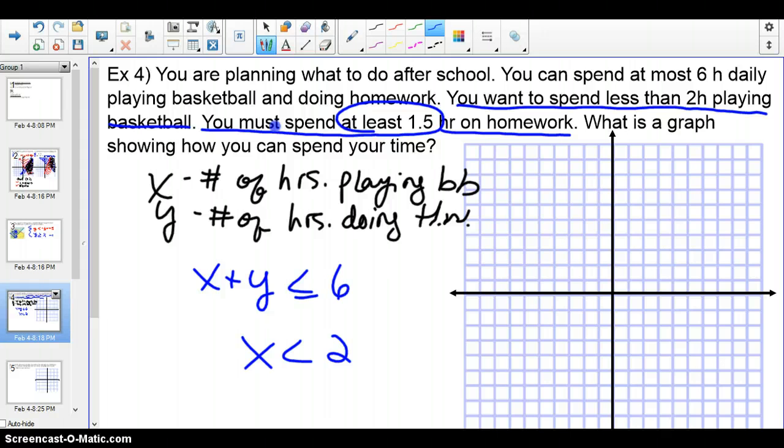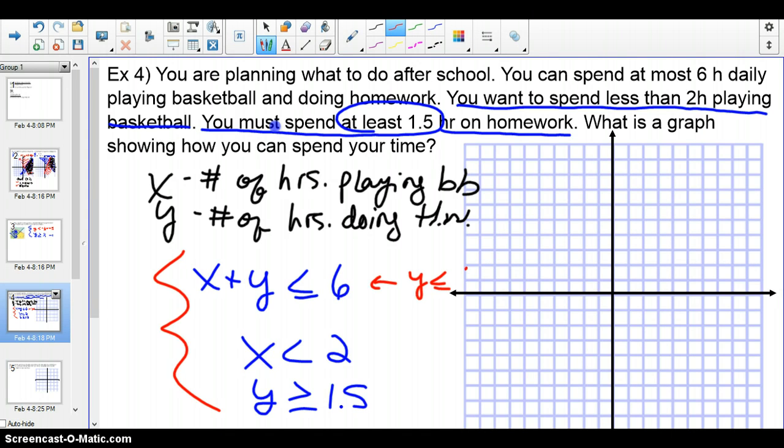So you must spend at least 1.5 hours on homework, which means if y is the number of hours doing homework, then y must be more than or equal to 1.5. Okay, so here's the tricky part. You've got to graph each of these, and your job is to figure out where they overlap. So I'm going to graph my first one here, changing this to y is less than 6 minus x.